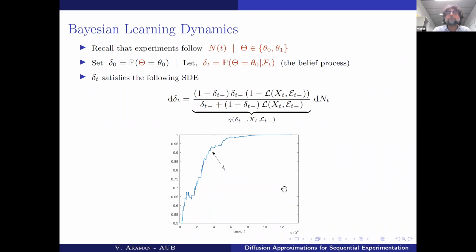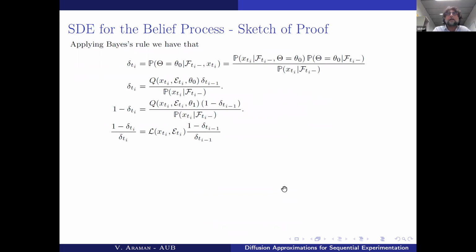All right. So quickly, how do we get this? But again, this is mainly for people that are not necessarily in the field. We're basically using the Bayesian rule from the definition of delta t.